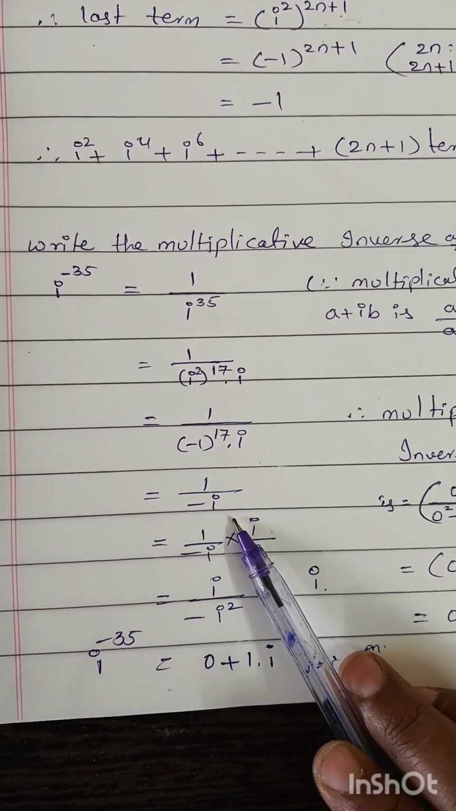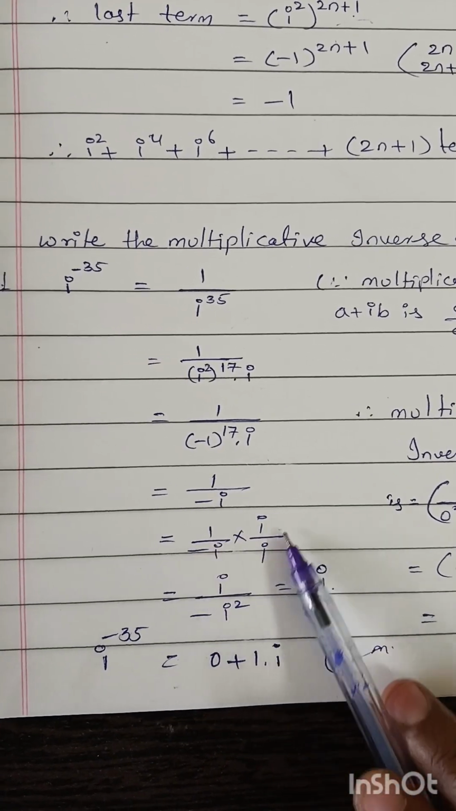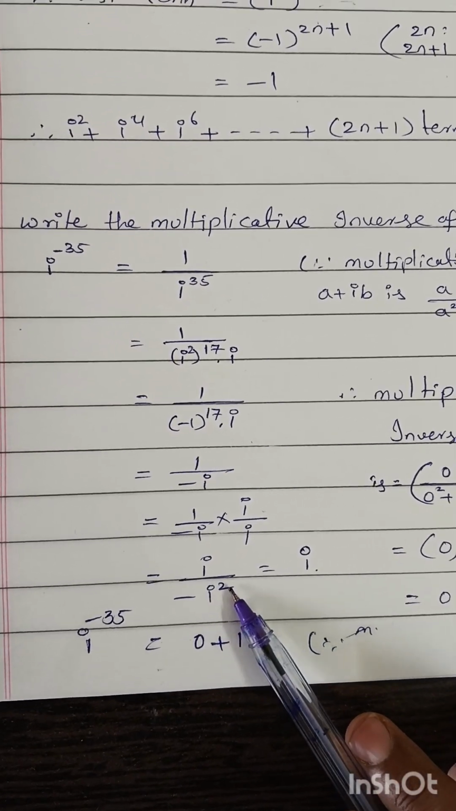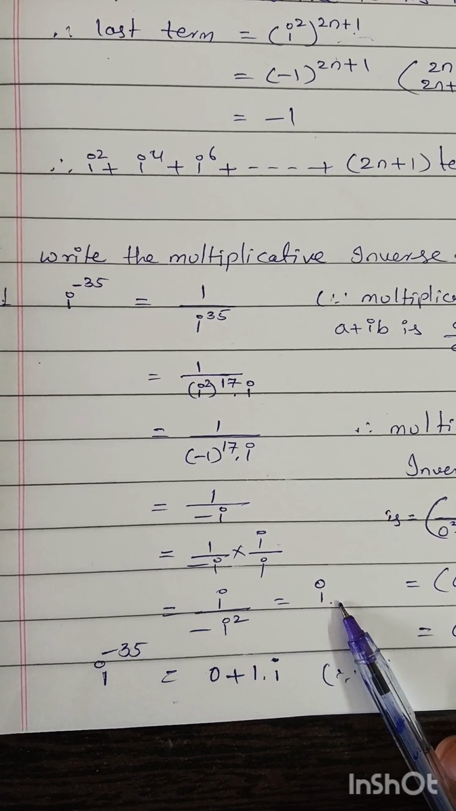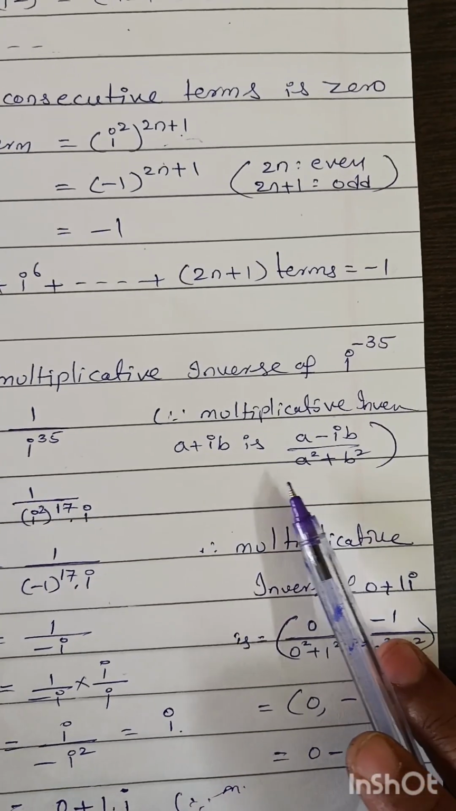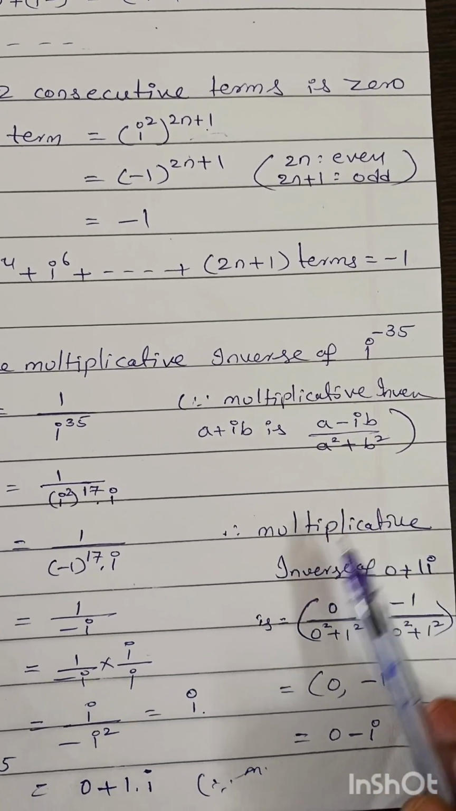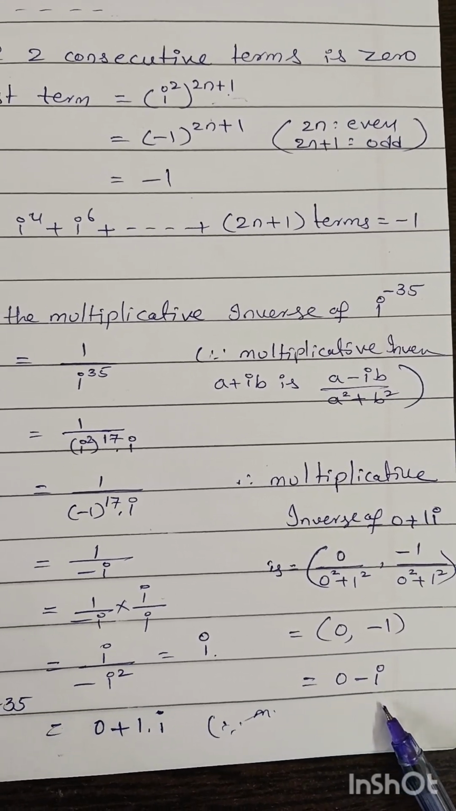Now rationalize the denominator, so multiply and divide with i. So 1 into i over minus i into i, minus i square, that is equal to, i square equal to minus 1, minus into minus plus 1. i by 1 means i. So the multiplicative inverse of i is, since the multiplicative inverse of a plus ib is a minus ib by a square plus b square, the multiplicative inverse of 0 plus 1i equal to 0 minus i.